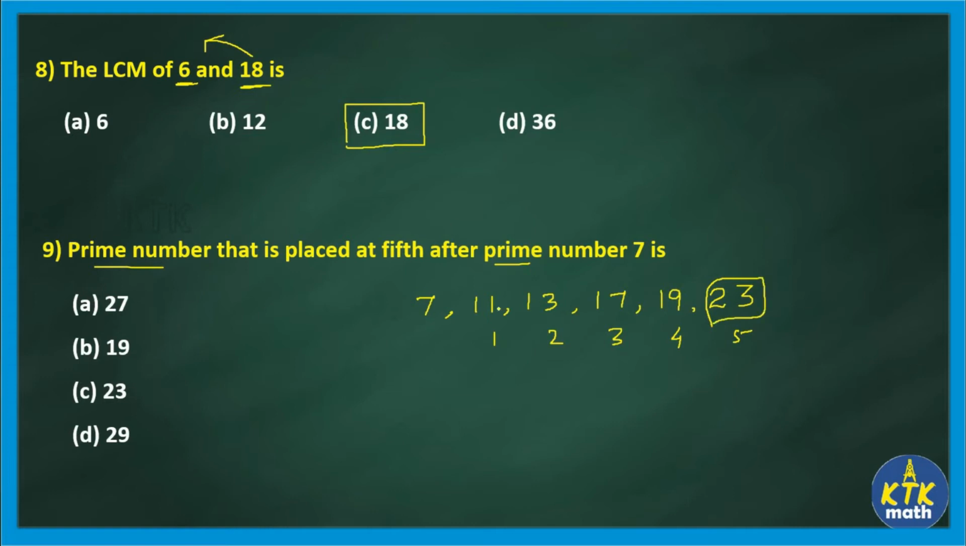It's a logic-based question. To solve this, you must know the prime numbers list. As I told you, you must know the prime numbers from 1 to 100 at minimum. In this case, some people will confuse prime numbers with odd numbers. For example, if you write 21 after 19, it's going to be wrong because 21 is a composite number. So you should know how to classify exactly the prime numbers and composite numbers. So 23 is the prime number which is the fifth after 7. So for question number 9, option C is the correct answer.